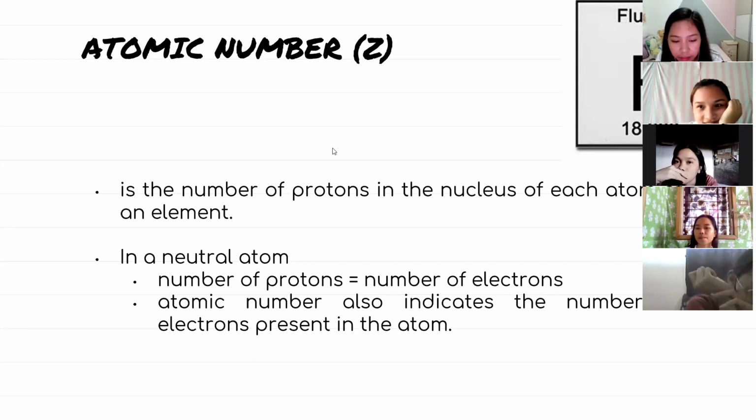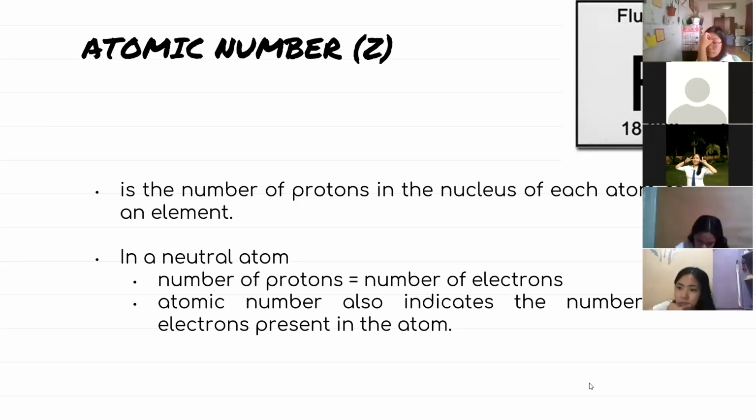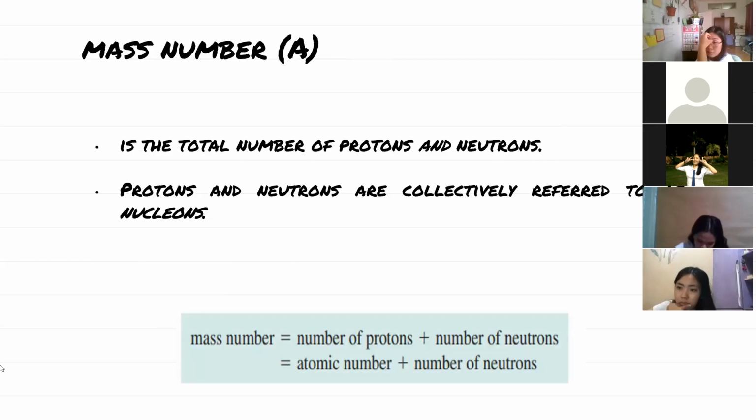Okay, let us continue. That is for the atomic number. Again, the symbol for our atomic number is Z. Next, we have the mass number. Please ask questions if you are confused about something. The symbol for mass number is capital letter A.